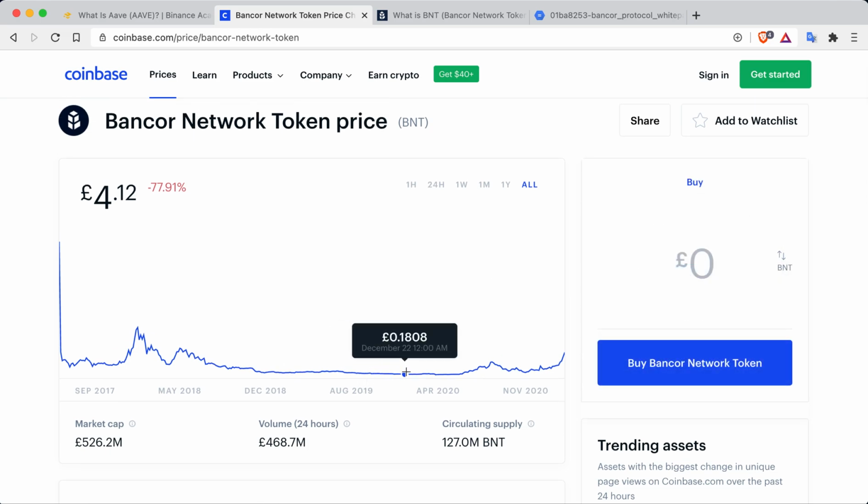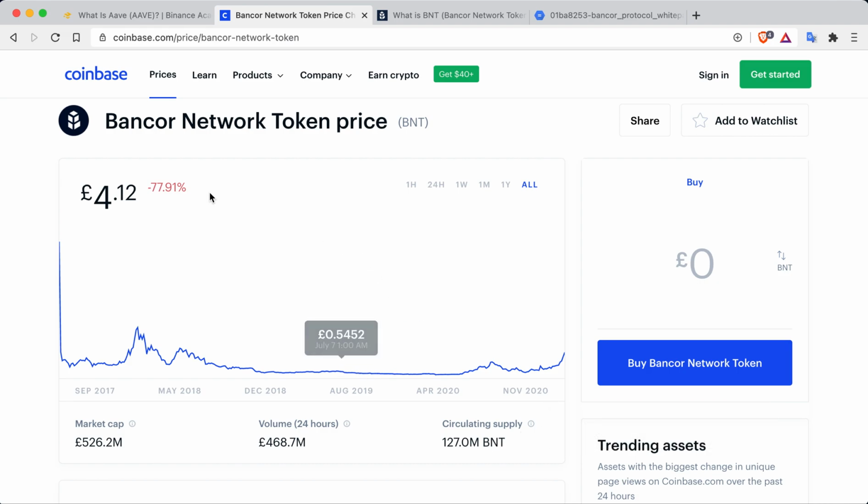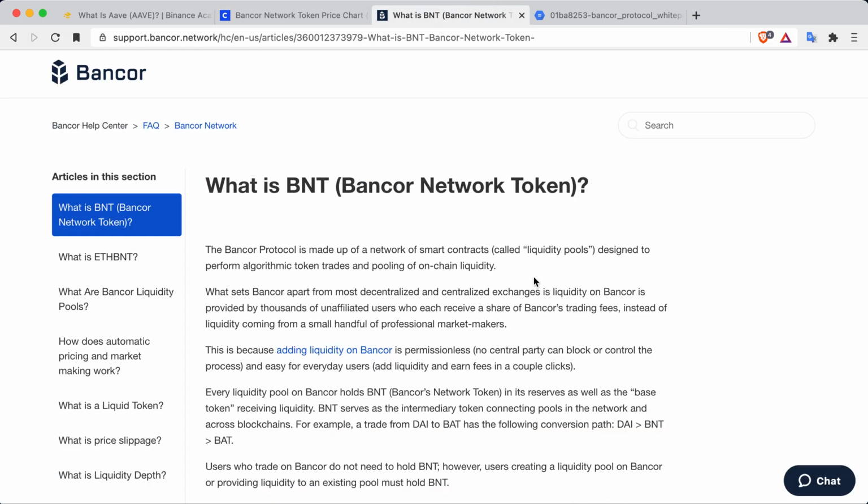Considering the price it was, like I said, 16p at one stage, 15p at one stage. The circulating supply is roughly around 127 million. It could be more, but that's the circulating supply at the moment. I'd say yes, this coin definitely has some huge potential for sure. Especially their idea, based on what they're trying to do, what they're trying to tackle.